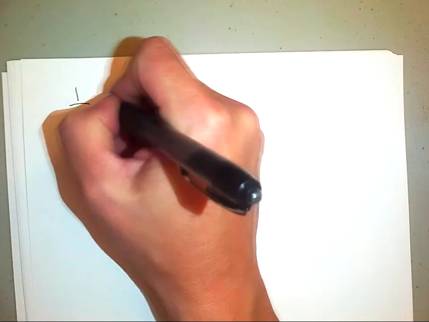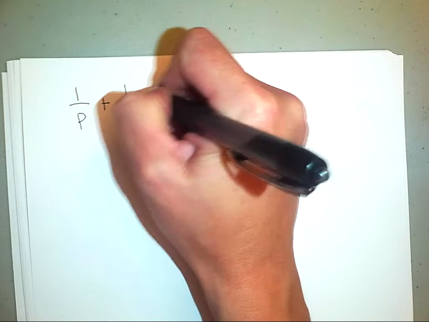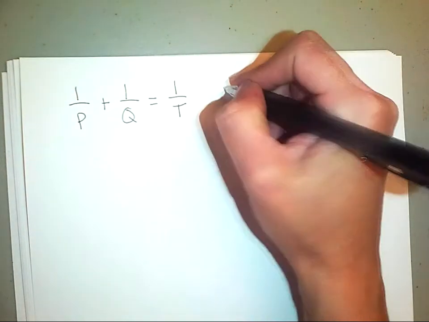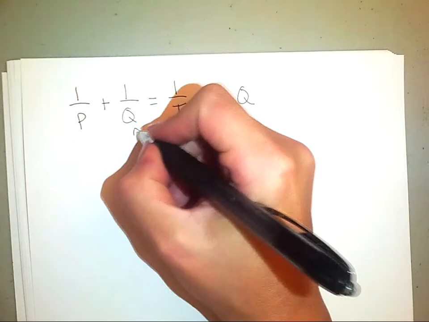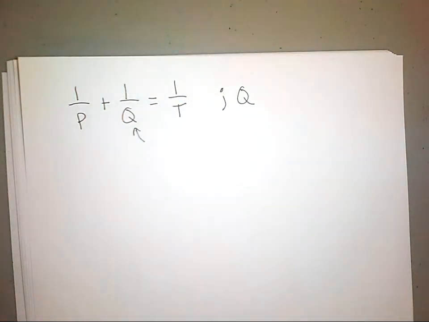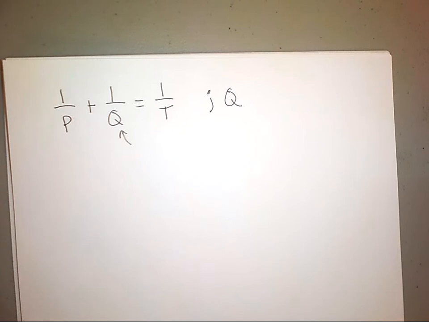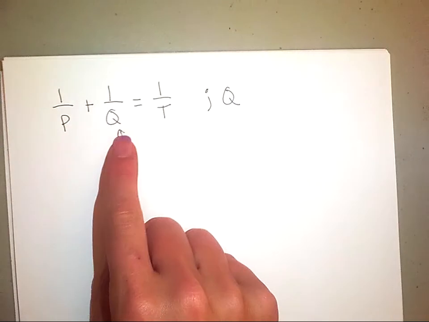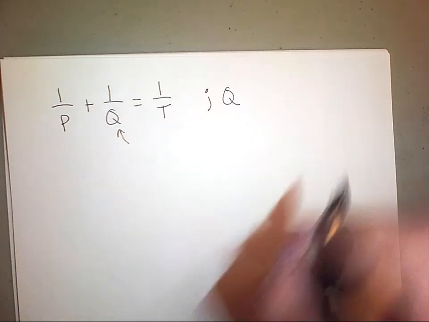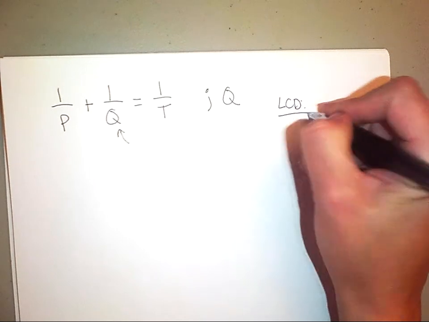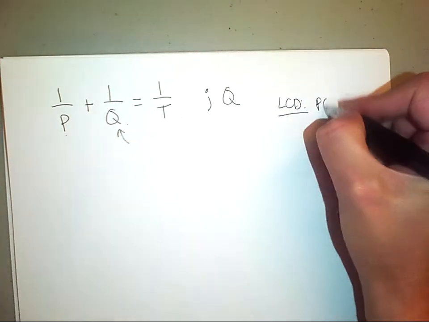In the next example, we have 1 over P plus 1 over Q is equal to 1 over T, and they want us to solve for Q. And again, we have the problem that Q is in the denominator. So let's use our method anytime we have fractions of getting a common denominator. In this case, our least common denominator is just going to be multiplying everything together. P times Q times T.